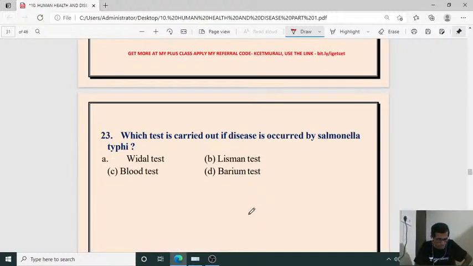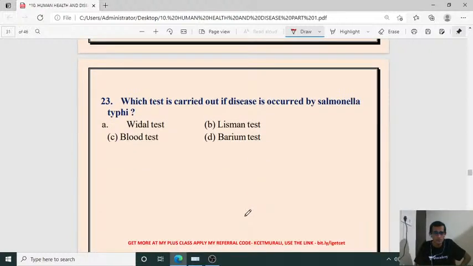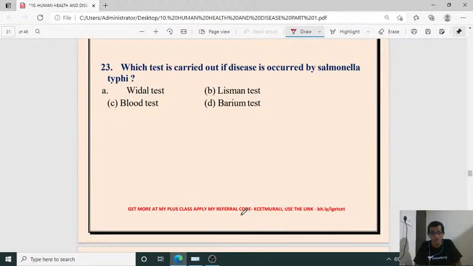Then 23rd question, which test is carried out if disease is caused by Salmonella typhi? This is directly from our textbook, isn't it? Which test is going to be utilized? Vidal test, Lisman test, barium test, blood test. The right answer for the 23rd question is A, Vidal test. So Vidal test is common. ELISA test is for HIV, remember, okay?